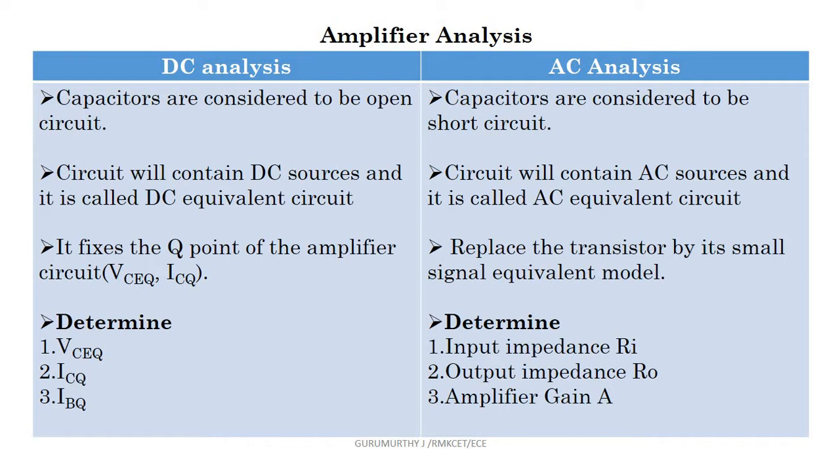So when we do the analysis of amplifiers, we will do AC analysis and DC analysis, and then we will apply the superposition principle to add both the AC and DC analysis to get the terminal voltages and currents of the amplifiers. When we do DC analysis, capacitors are considered to be open circuit.